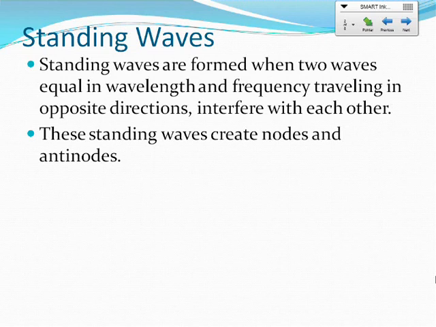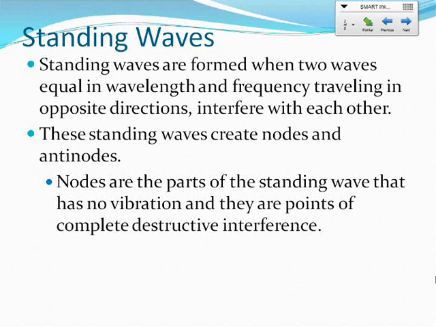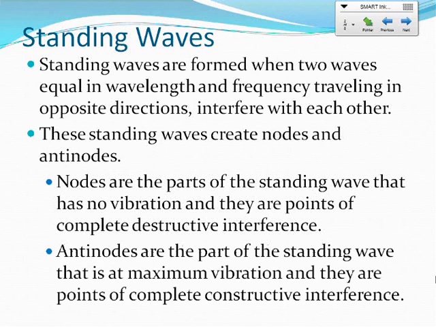These standing waves create nodes and antinodes. The nodes are the parts of the standing wave that have no vibration, and they are the points of complete destructive interference. Now, the way I remember complete destructive interference is, if I destroy something, there's nothing else there. Like if we have a wrecking ball that destroys a house, there's nothing else there. And so the node, where there is complete destructive interference, means there's nothing there. There's no vibration.